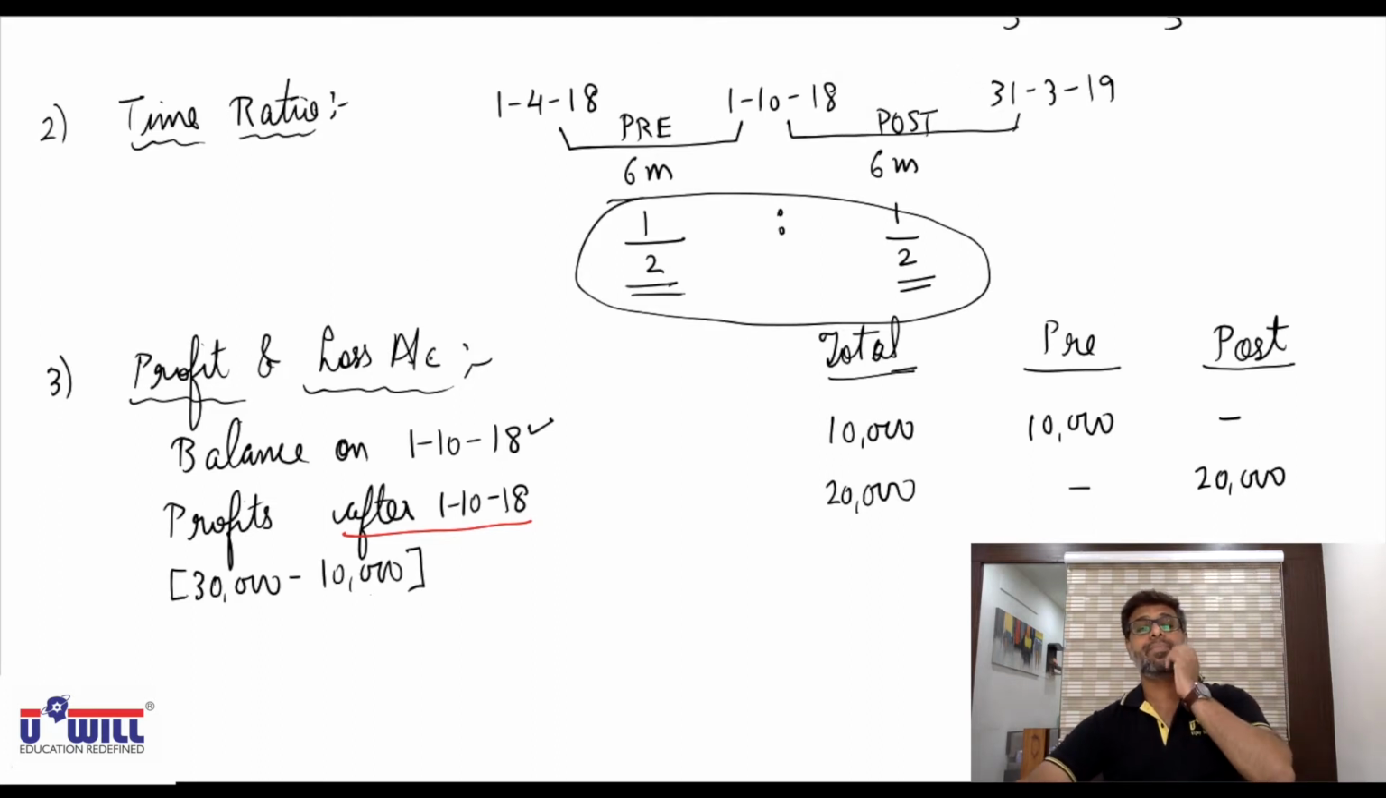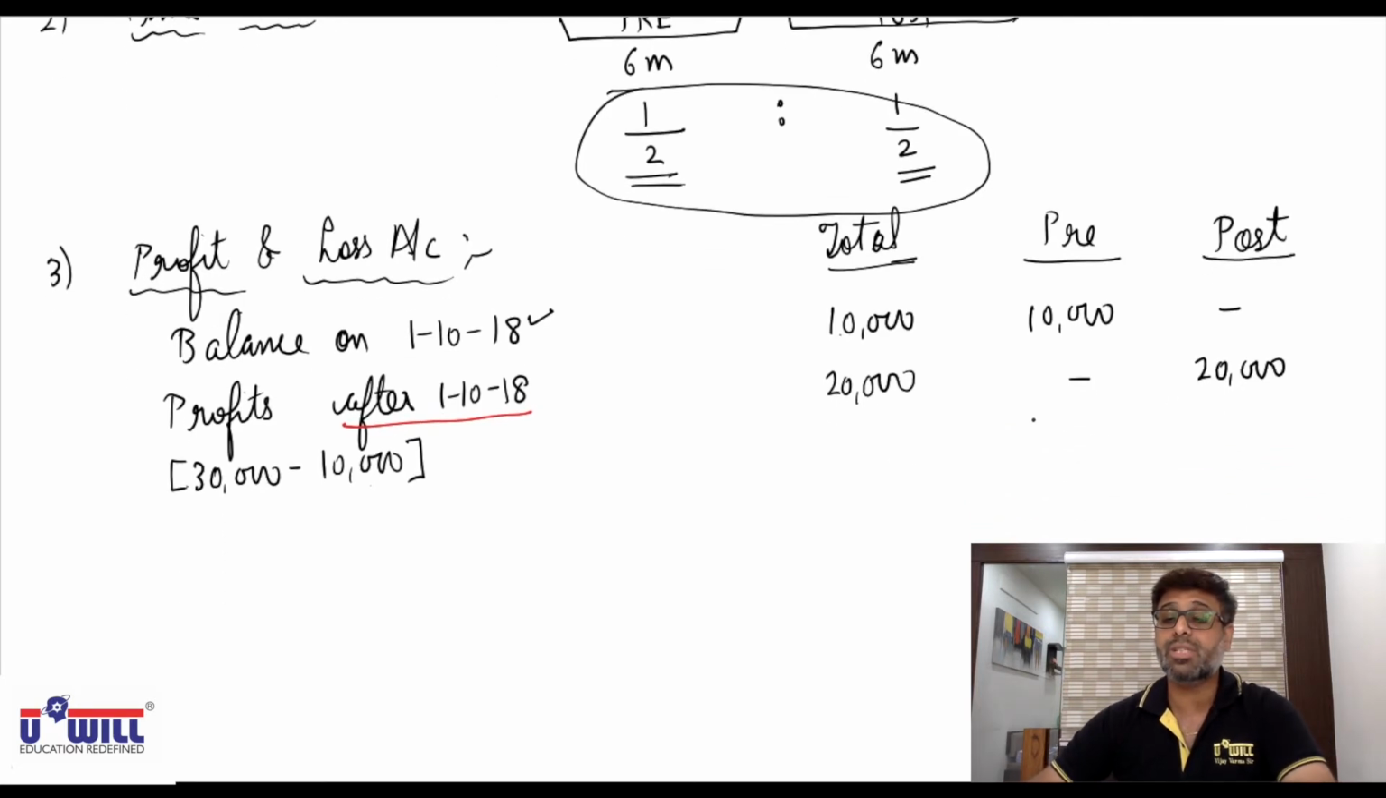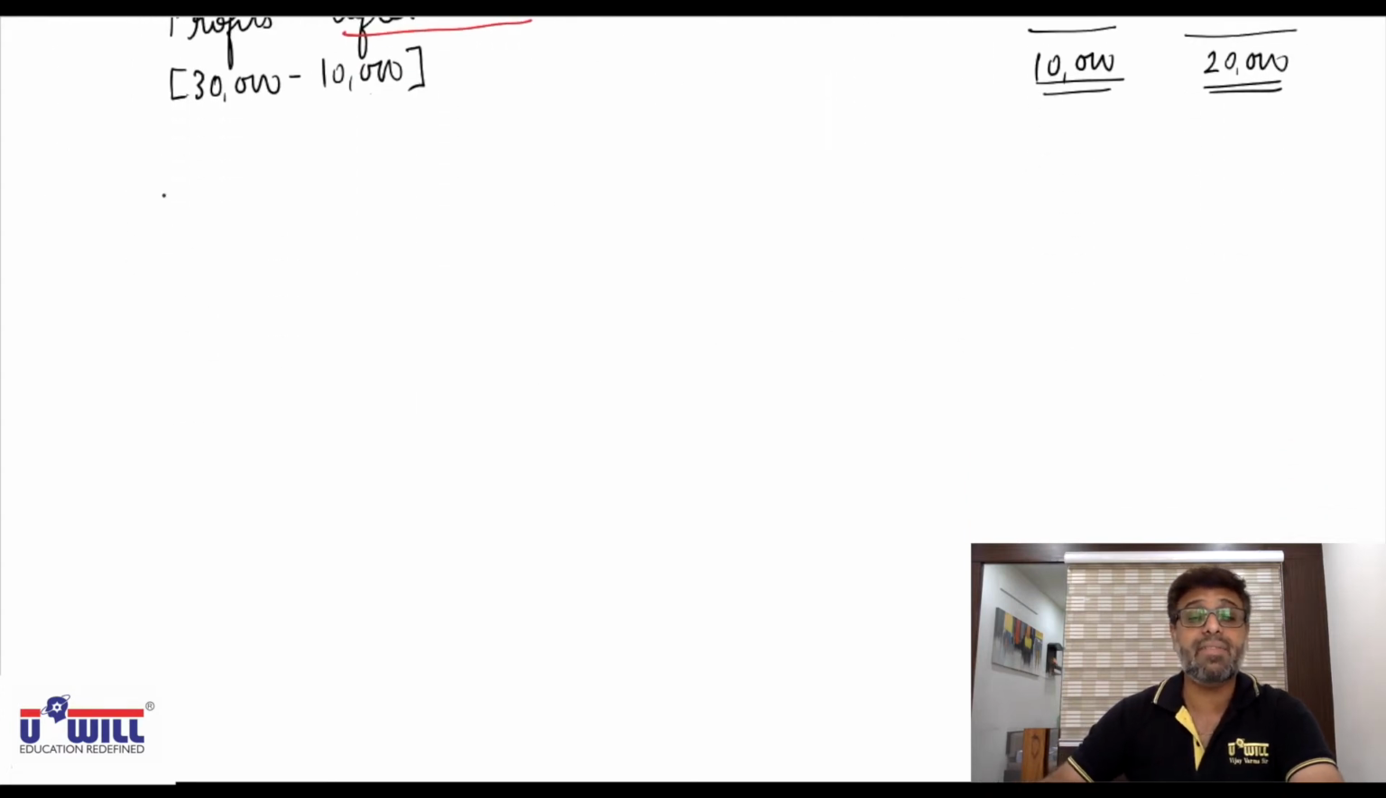That is the difference. Yes, had it been the opening balance, then we would do the same working as we do traditionally: profit during the year and then distribute in pre and post. But this is not the opening balance. 10,000 is the balance on 1/10/18. So the remaining amount is already after 1/10/18, which means the entire 20,000 you'll take in the post-acquisition period. Total pre-acquisition profit 10,000 and post-acquisition profit 20,000. Exactly the same way we will make it for general reserve also. So same working further for general reserve.